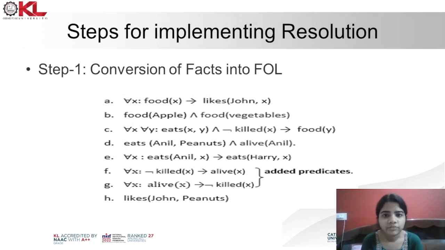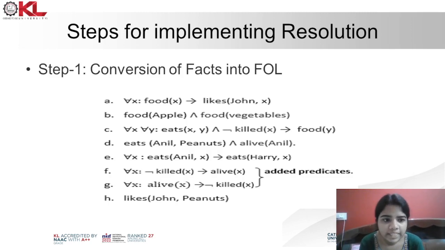Step 1. Converting these facts into FOL. So for all food, we represented as X. John likes all kinds of food, we can say by the first statement. And coming to the second statement, apples are food, and vegetables are food. When we look into the third statement, for all X and for all Y, eats X comma Y. So we can say this as anything anyone eats and is not killed is food.